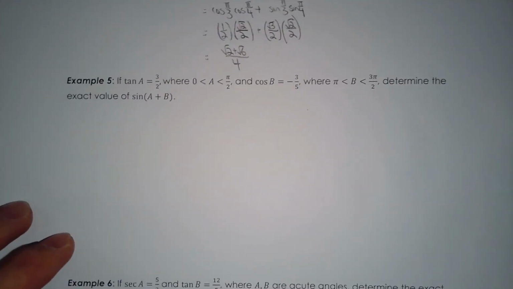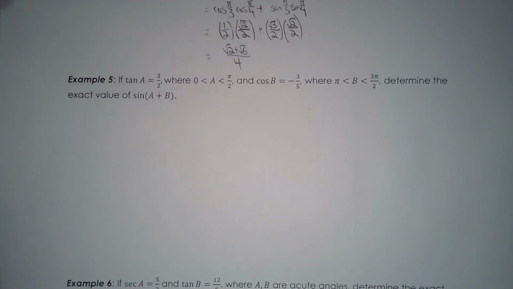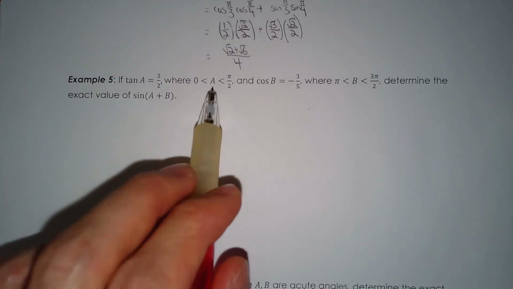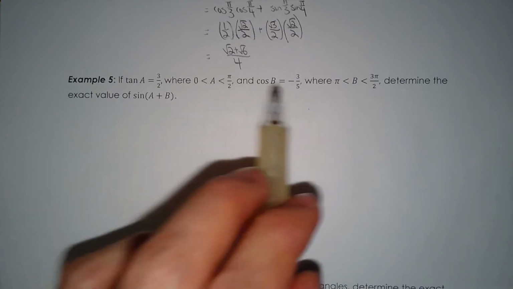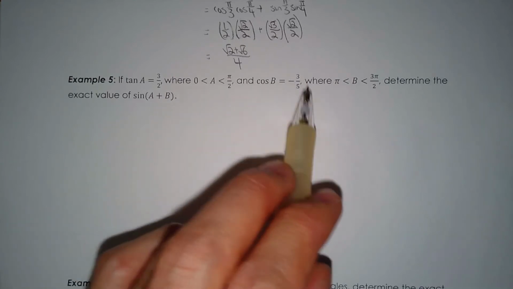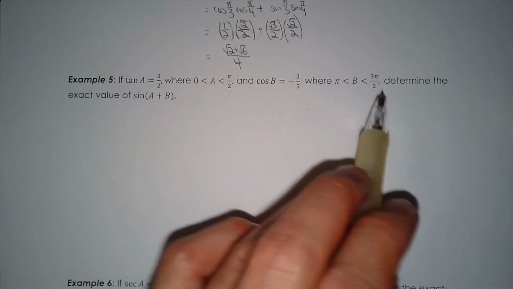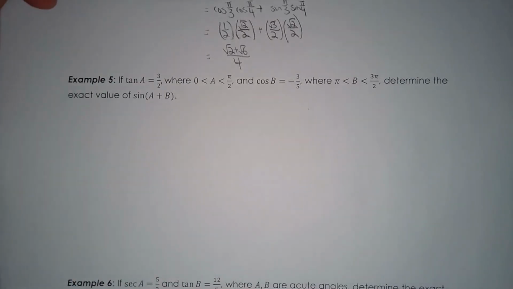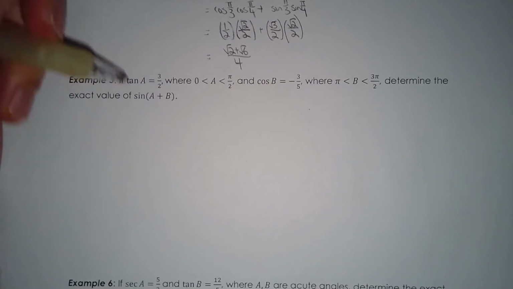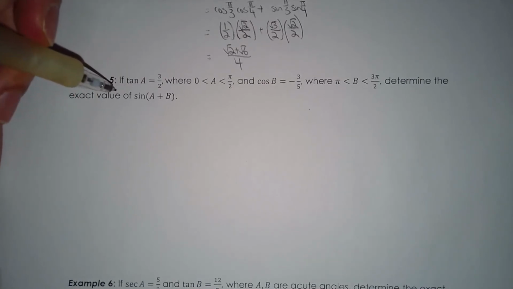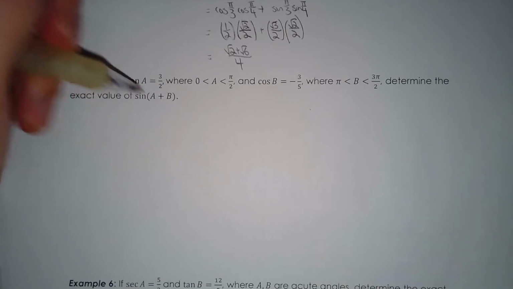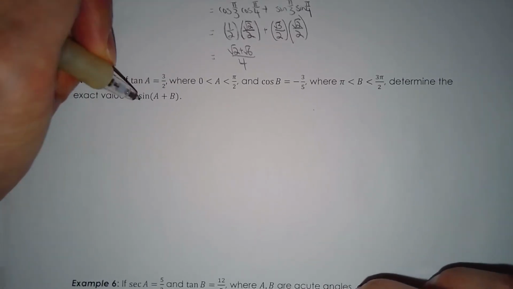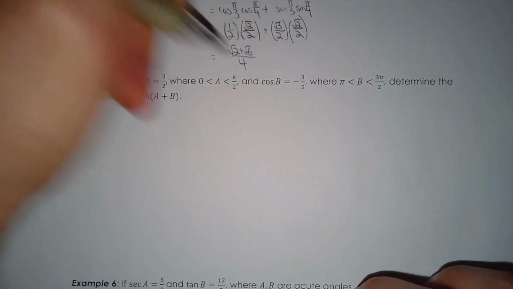Okay, so how else can we use compound angles? Let's look at this question. I'm told tan A is 3 over 2, and A is in the first quadrant. I'm given cosine B is equal to negative 3 over 5, and B is in the third quadrant. Determine the exact value of sine of A plus B. To be honest with you, this is really a grade 11 question with a small dose of grade 12. So really the first step is the only grade 12 part to this question. All you have to know is what sine of A plus B is.